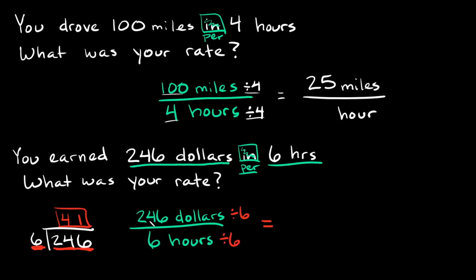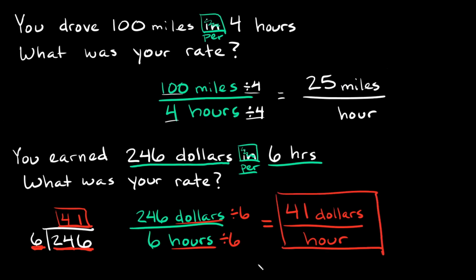Okay, so if we reduced this, 246 divided by 6, like we saw, is exactly 41. So 41, and then that's going to go over 6 divided by 6, which is just 1, right? But again, when you get a 1 in the denominator, you don't have to write it. But you do have to put the units, right? So hours will just be hour, right? 1 hour. And then dollars still at the top. Okay, so your final answer over here would be $41 per hour.